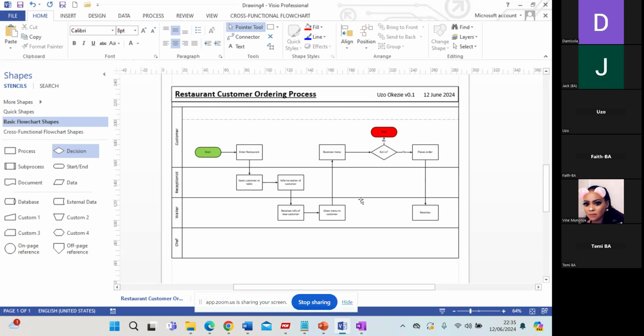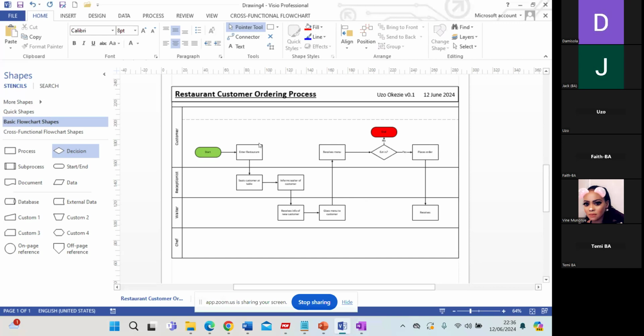But this is just a very, very quick demonstration of how to use Visio and how to create your cross-functional flowchart. As you can see, it's really interesting because you get to go through all the different doors, yes or no. Another best practice is, because some of these processes can be huge, some people actually label them and add numbers.